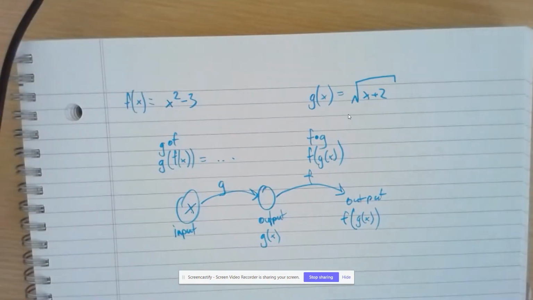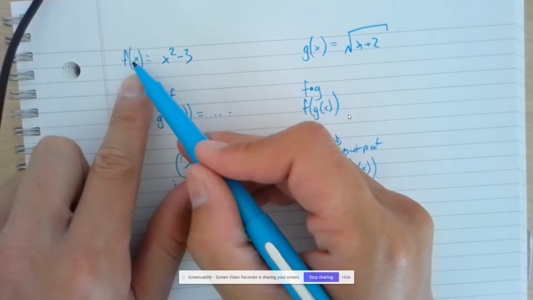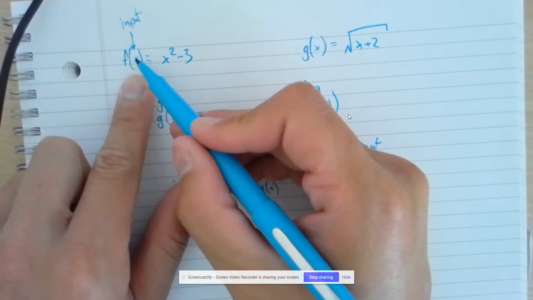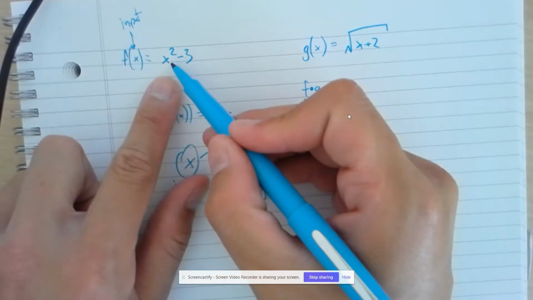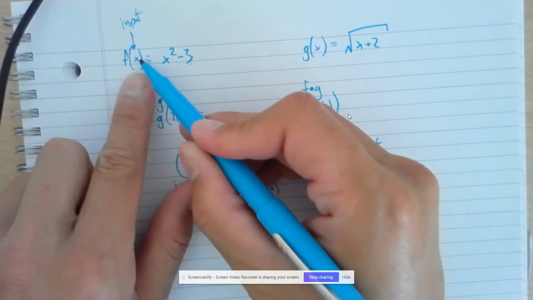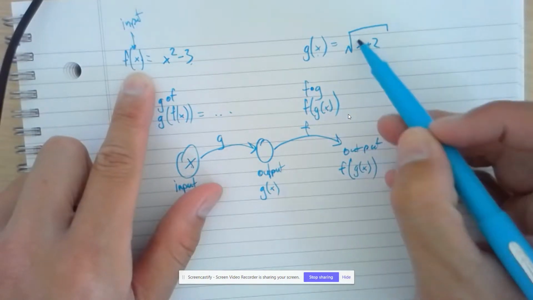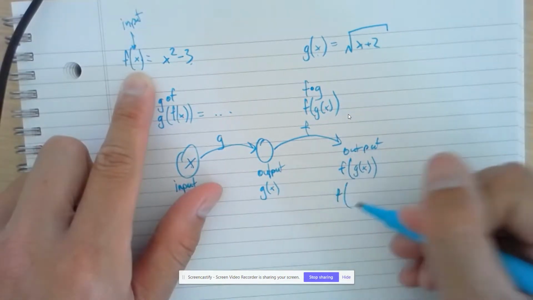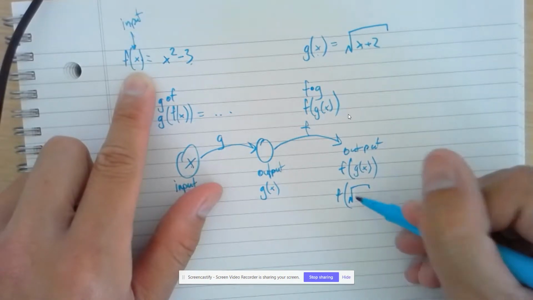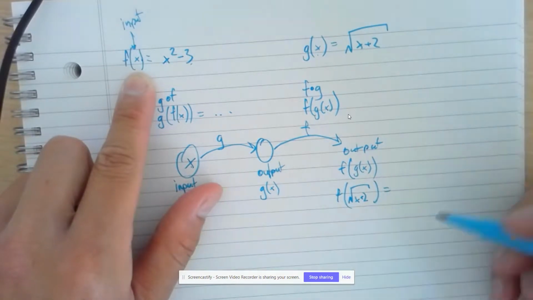Okay. So if you look at f of x, whatever goes in here is your input. When we put our input as x, we see that the input position is going to be squared, and then you subtract 3 from it. But in this case, f of g of x is equal to the square root of x plus 2, squared, minus 3. That's going to look like this.